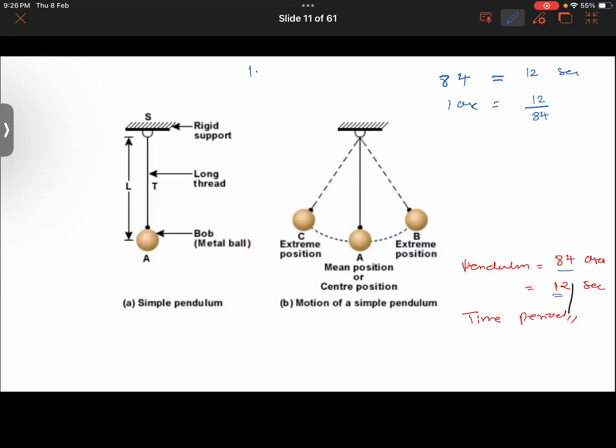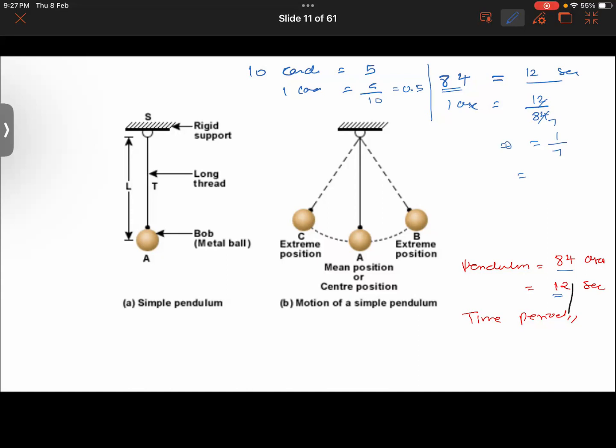Suppose you bought 10 candies for, let's say, 5 rupees. So what is the price of one candy? It is simply 5 upon 10. 5 upon 10 is 0.5 rupees. That is the price for one candy. Similar to that, you can understand 84 oscillations take 12 seconds to complete. So one oscillation will take 12 upon 84, that is 1 upon 7.